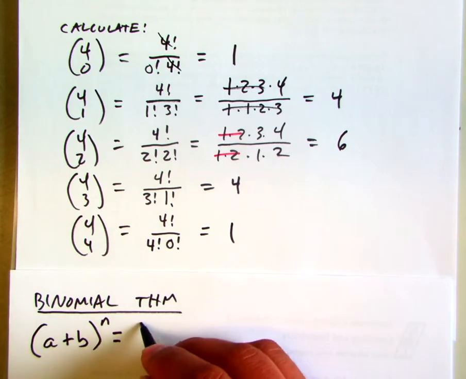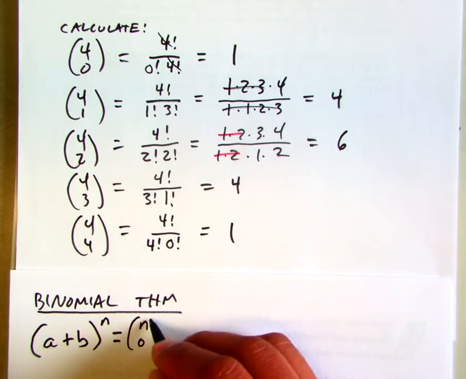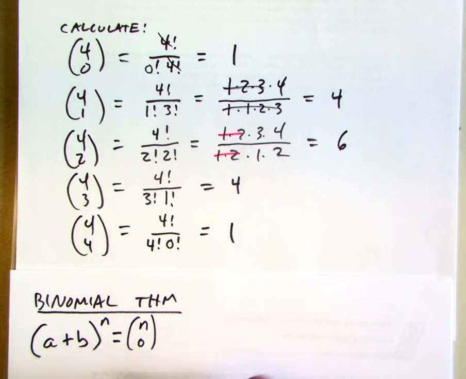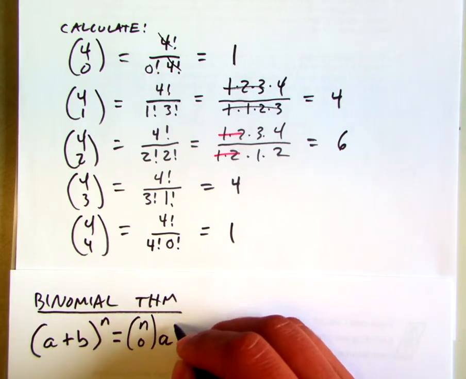Okay? So let's write it out. The first term is going to be n choose 0. And do you remember the pattern with exponents? The first variable goes up, starts at the exponent.